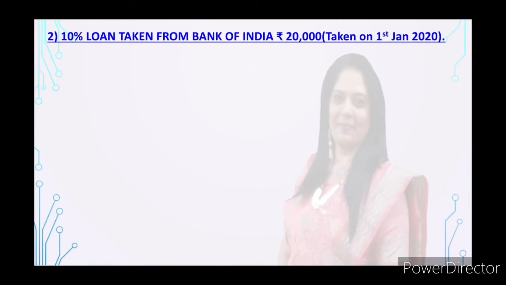The next adjustment is 10% loan taken from Bank of India, rupees 20,000. Here loan is taken from the bank and the amount of loan is rupees 20,000. The month is mentioned that on 1st January the loan is taken, and the interest on loan is 10%. Let's see first the calculation. Here you can see, because the loan is taken on 1st January, therefore from January to March it will be 3 months, and therefore 3 months' interest will be payable.